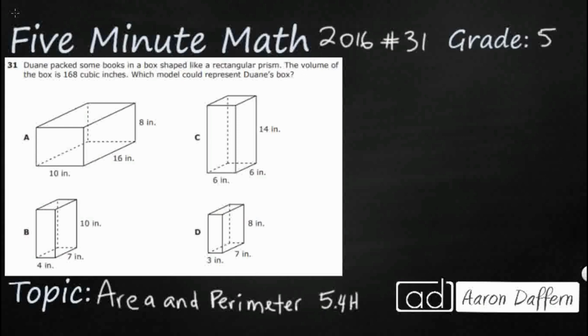So we've got some boxes here. They are all rectangular prisms. The volume of the box is 168 cubic inches, so we need to find which of these would actually be 168 cubic inches. If we look on our mathematics chart, it actually gives us two different formulas. We can say volume equals length times width times height, or we can also say it's simply base times height.